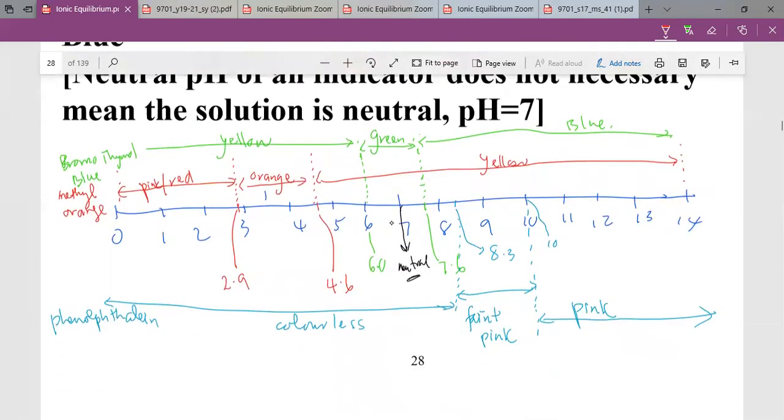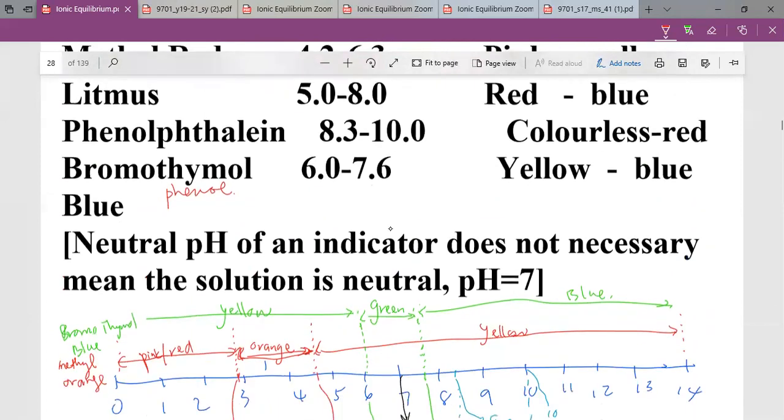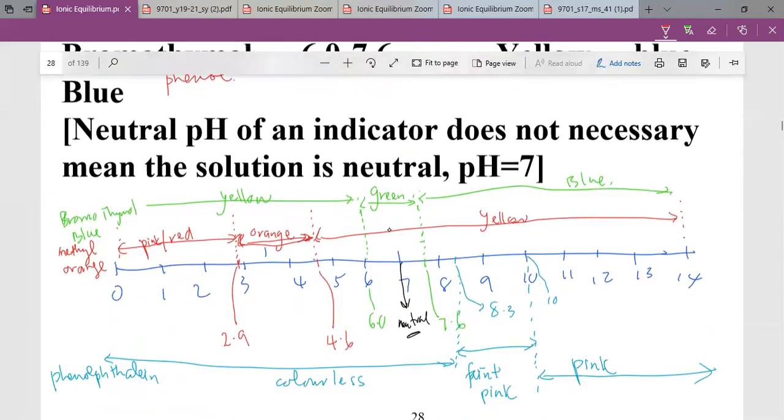So if you see here, I put down methyl orange is orange from 2.9 right here to here. Above 4.6 it's yellow. Now, if you take 7 as neutral, which is by definition, the yellow color of the titration is not 7, it's just above 4.6.